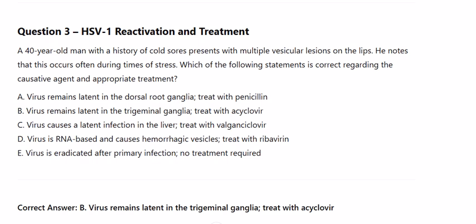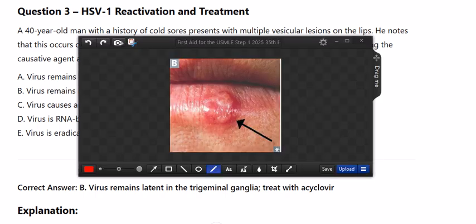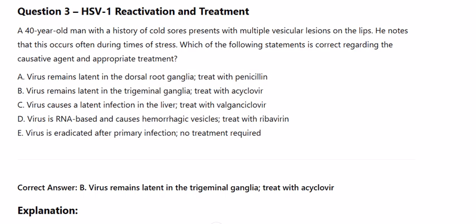Question 3. HSV1 reactivation and treatment. A 40-year-old man with a history of cold sores presents with multiple vesicular lesions on the lips. He notes that this occurs often during times of stress. Which of the following statements is correct regarding the causative agent and appropriate treatment?